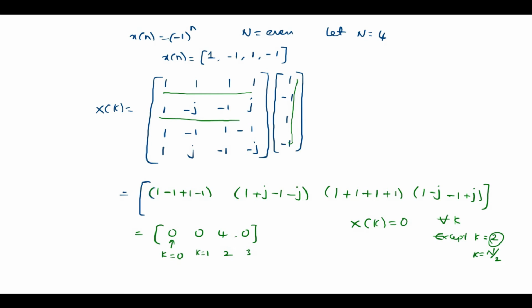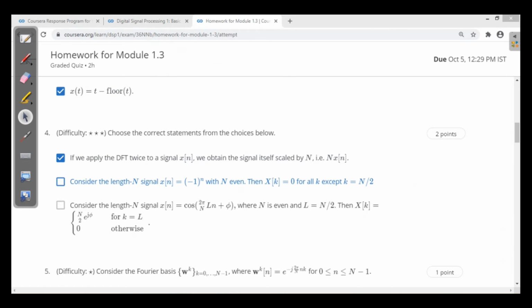So the discrete Fourier transform of x of n, which is minus 1 whole power n for even values of n, is 0 for all values of k except k is equal to N by 2. Okay, so the second answer is right. And see the third one.